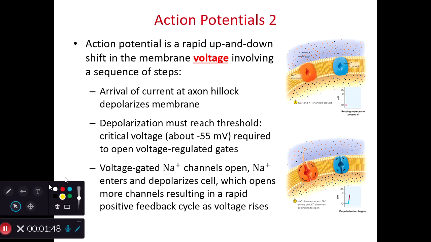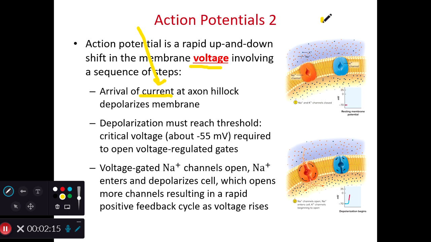As we're going through this process of generating the action potential, we're going to have a rapid change in the membrane voltage. And there's going to be some sequences or some steps involved. First, we're going to have the arrival of current. When I say current or electrical current, I want you to think of the movement of charged particles. So we're going to have sodium and potassium ions moving around, and we'll have a lot of movement of charged particles at the axon hillock.